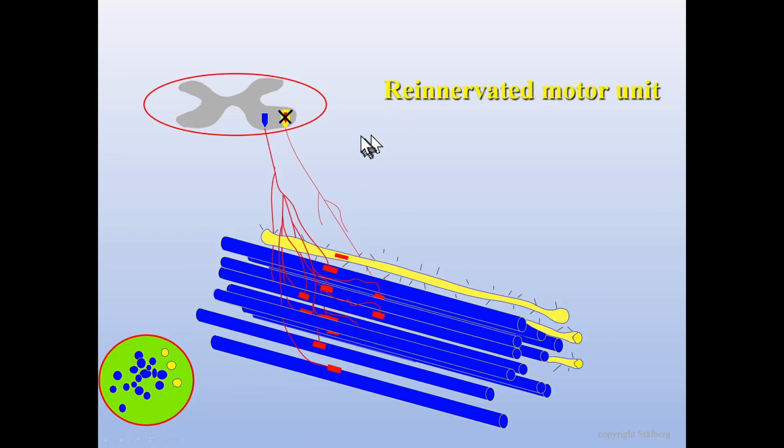In re-innervation, we have the following situation. After denervation of one axon here, its muscle fibers start to show spontaneous activity, and within a very short time, a few days, nerve sprouts are growing from the surviving motor units and innervate the denervated muscle fibers. So the surviving motor unit now will contain more fibers than previously.